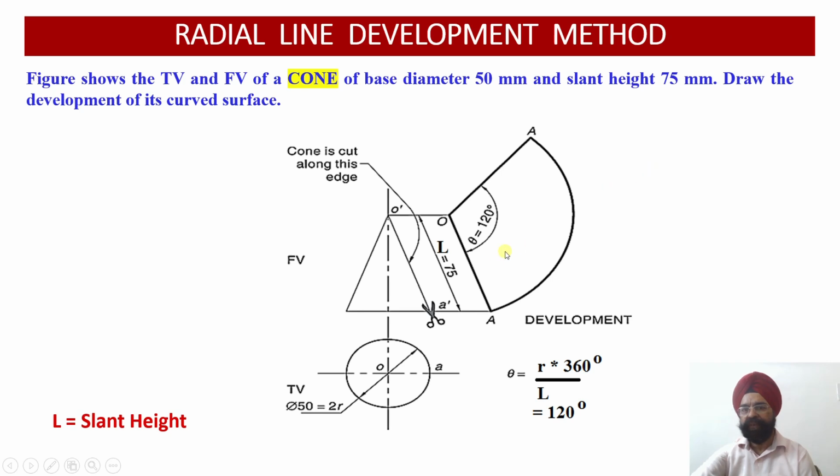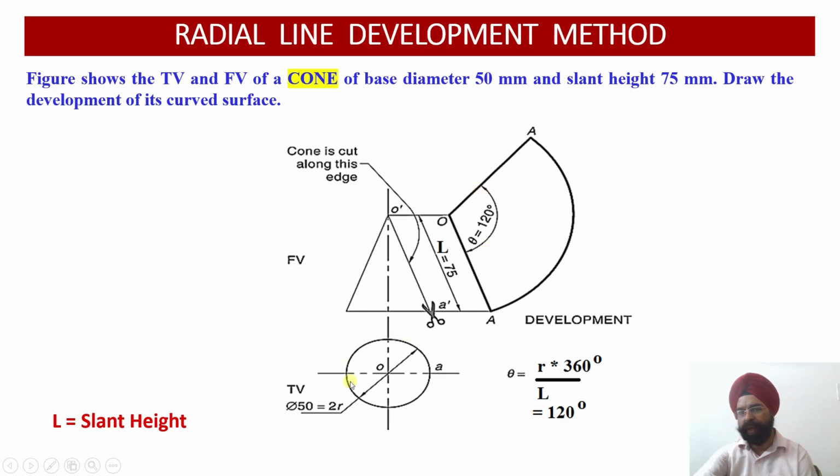Similarly, we have this cone we have already discussed, that is the theta angle or the included angle should be R by L multiplied by 360 degrees. So here we have been provided with diameter equal to 50 and slant length H equal to 75. So once we know the slant length H is 75, we'll take this as the radius, draw this, and then I know the included angle. So I'll draw the included angle as 120 degrees.